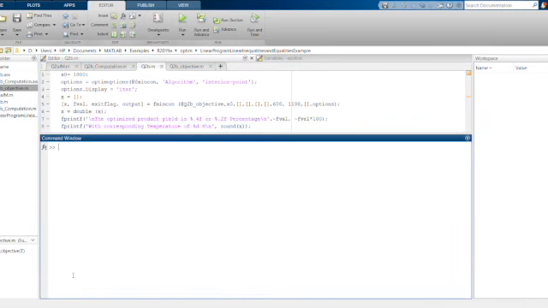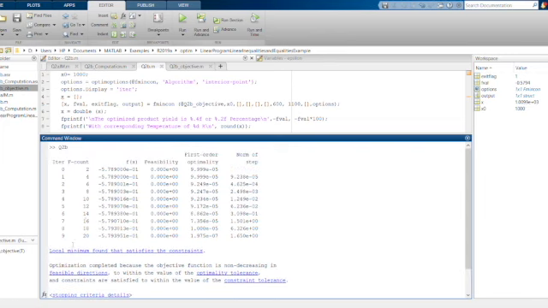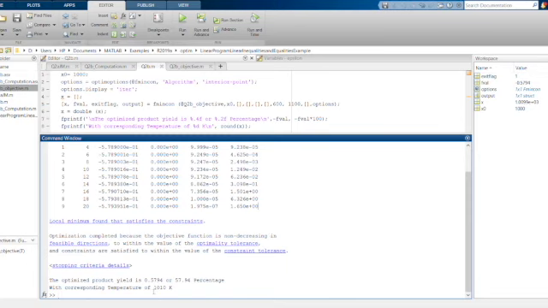By running the Q2B file, we finally get the optimized solution. The solution was computed at the 9th iteration, and the optimized product yield is 0.5794 or 57.94%, which corresponds to a temperature of 1010 Kelvin. This product yield includes the byproduct, which is the overall product yield, and this tells us that to get the maximum product, the reaction needs to be run at a temperature of 1010 Kelvin.